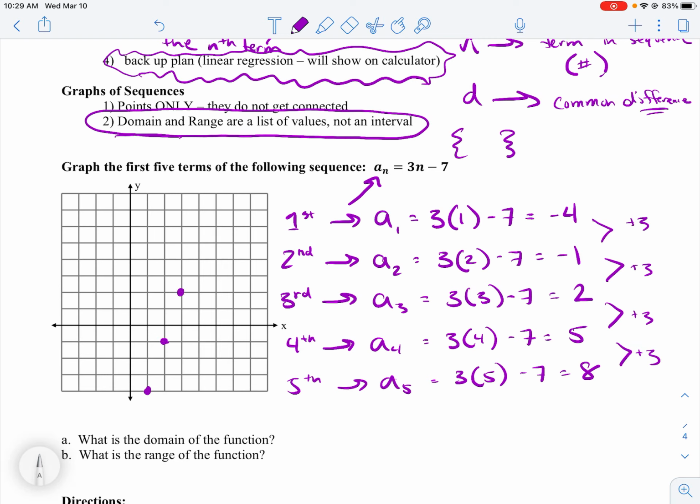Make sure you do not connect them. And we leave it as is, right? So it asks for what is the domain of the function, right? What is our input here? Well, our input is just in reference to whatever term we are talking about in the sequence here. So our domain, or our input, is just 1, 2, 3, 4, 5, ... Pretty much whole numbers, right?